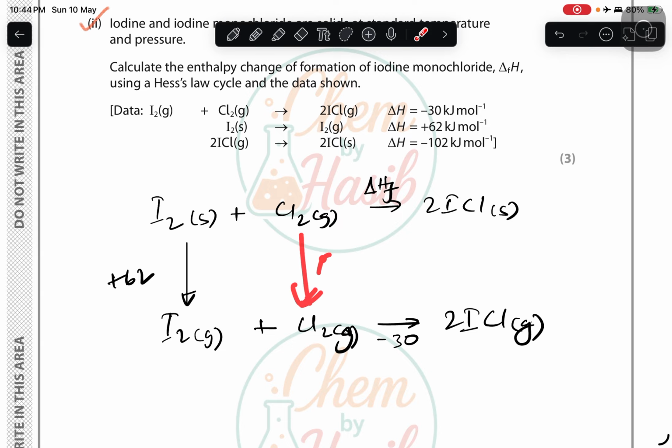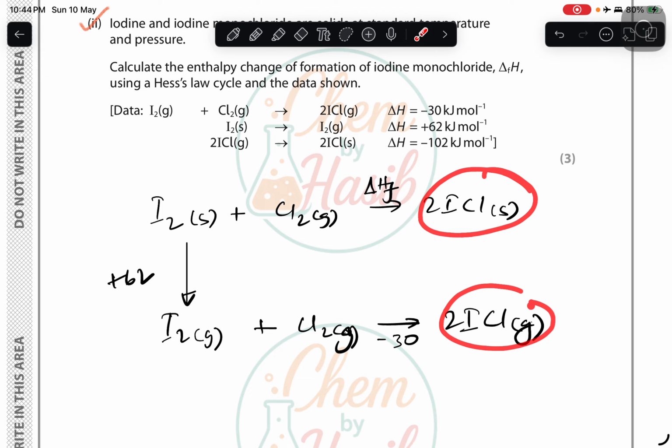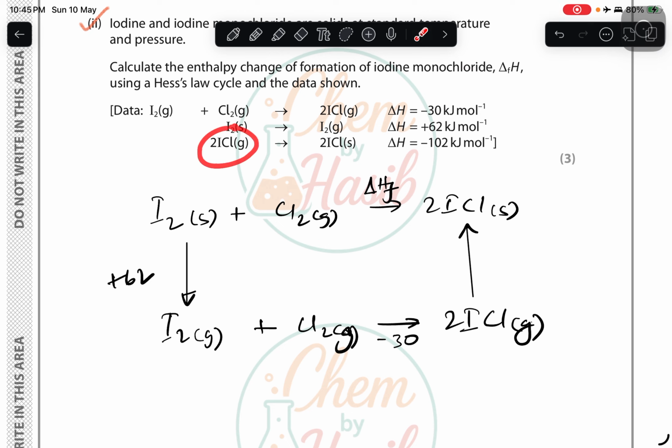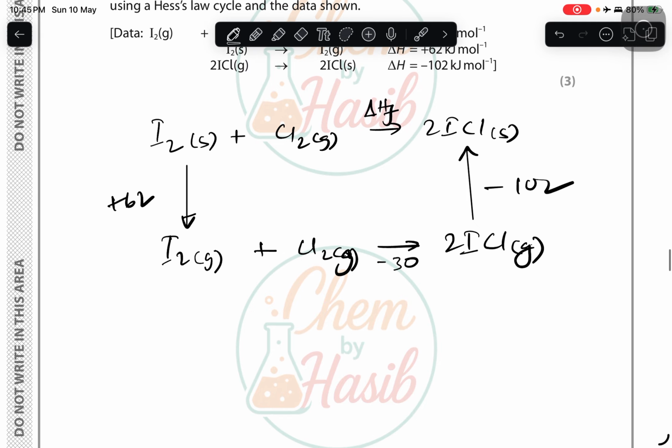From ICl solid to ICl gas, right? So we have an equation where ICl gas turns into ICl solid. So you can give an arrow from the ICl gas to the ICl solid, and the enthalpy change is minus 102 kilojoules per mole. Now using this as a cycle, you can easily calculate del HF, right?